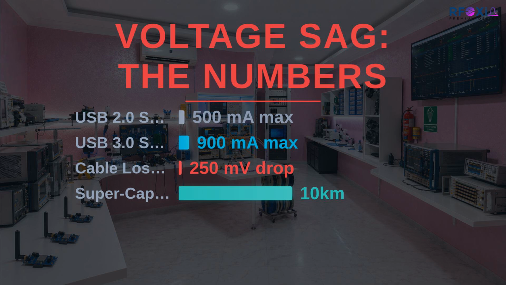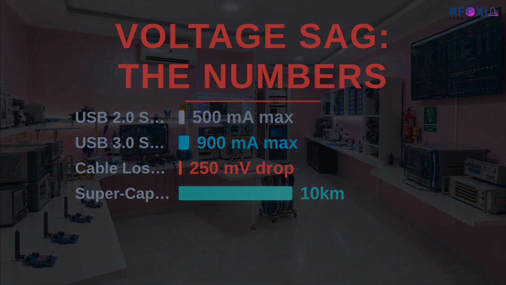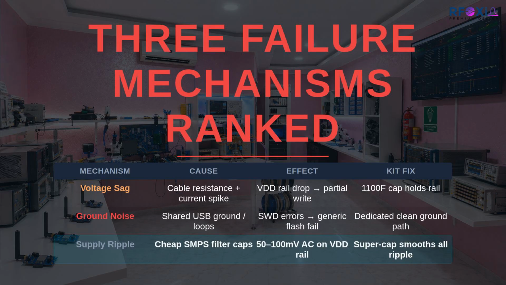Power supply ripple is the third mechanism and arguably the most insidious. Cheap switch mode power supplies, which describes most phone chargers and low-cost bench supplies, produce a regulated average voltage, but that voltage has ripple on it. Ripple is a periodic oscillation of the output voltage at the switching frequency, typically 50 to 200 kHz. The amplitude of the ripple depends on the quality of the output filter capacitors. On a cheap supply, ripple can be 50 to 100 millivolts peak to peak.